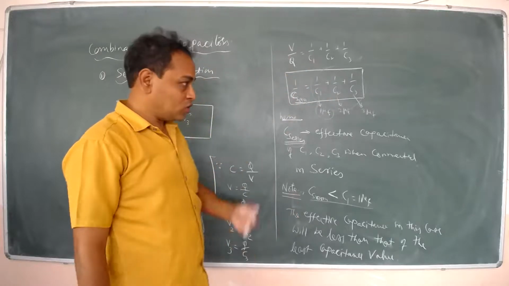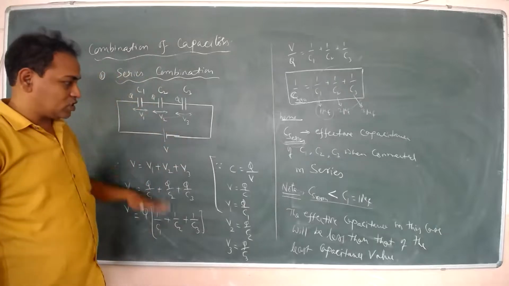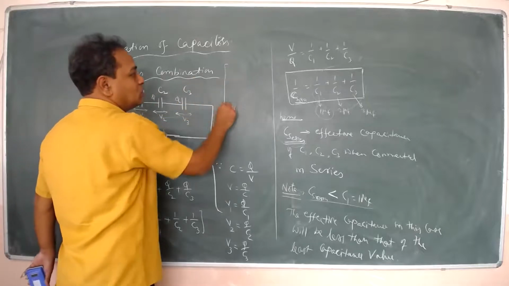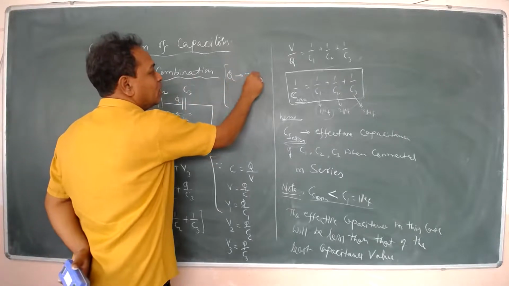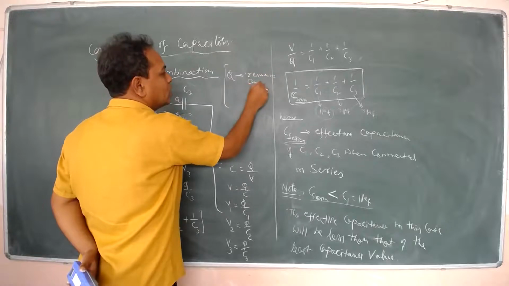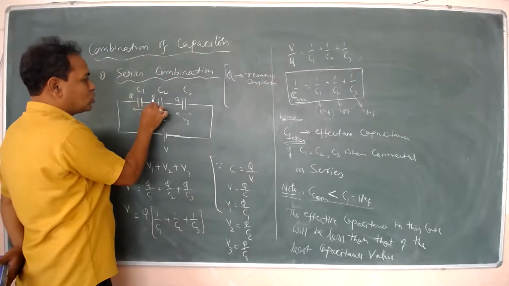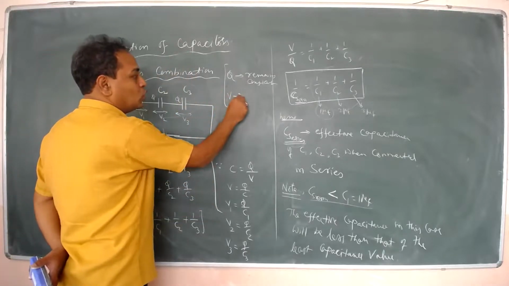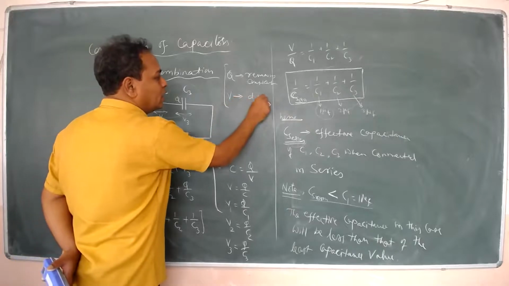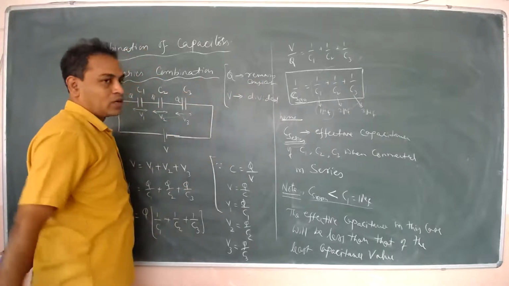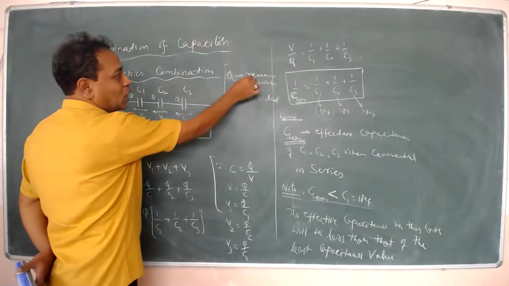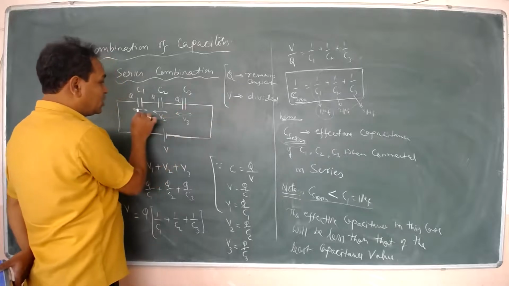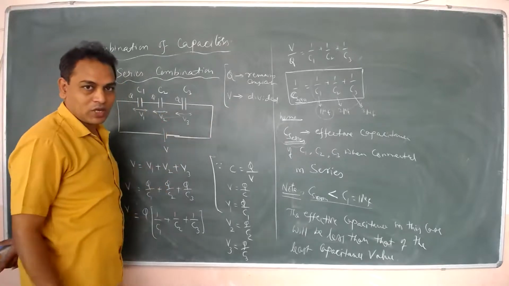Once again, before deriving this, we have two things to keep in mind. In case of series combination, charge remains constant on all the capacitors, whereas the voltage is divided. In case of series combination, charge remains constant on all the capacitors, but the potential is divided across all the capacitors. This is to be kept in mind.